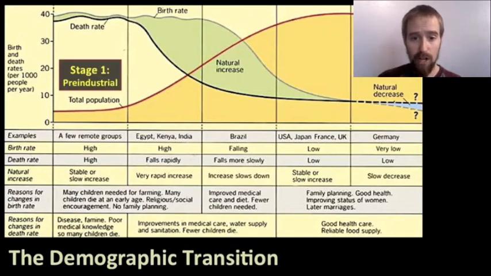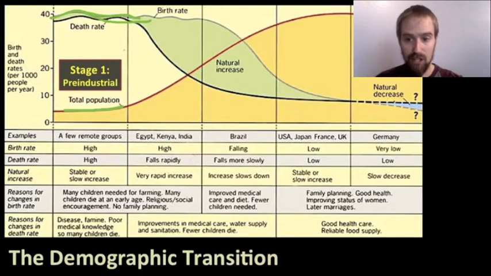We call stage 1 of the demographic transition the pre-industrial stage. These are hunter-gatherer or early agricultural populations, and there really aren't very many groups of humans who fall into this category anymore, with the exception of a few remote groups. These populations are characterized by high birth and high death rates, and as a result, the population doesn't grow very much. We can see in the chart here a description of why that is.